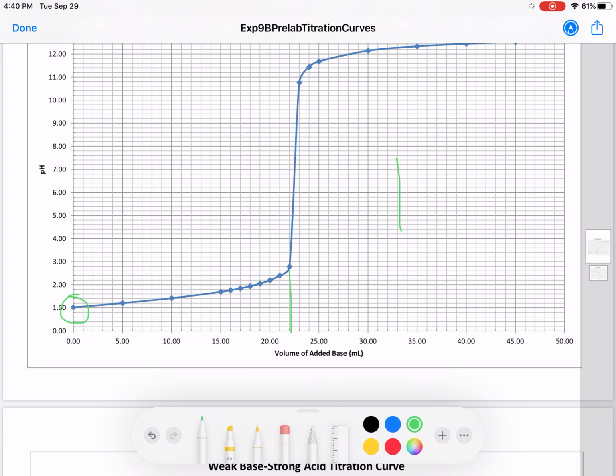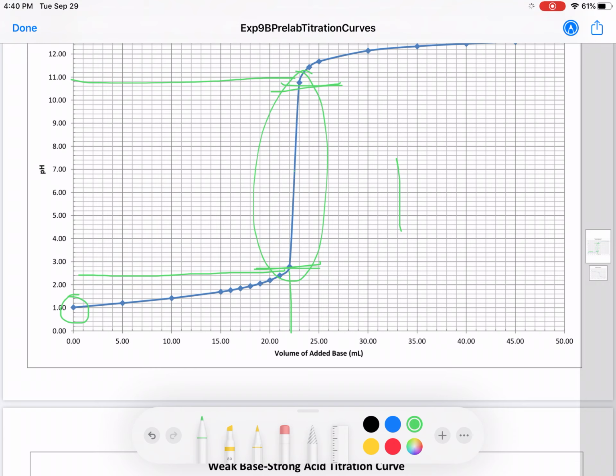You can see a sudden increase of the pH. We are still at a pH between 2 and 3, and then a sudden pH increase goes all the way to 11, very basic. So between here is going to be our equivalence point. So you take the midsection between these two, somewhere here, right?